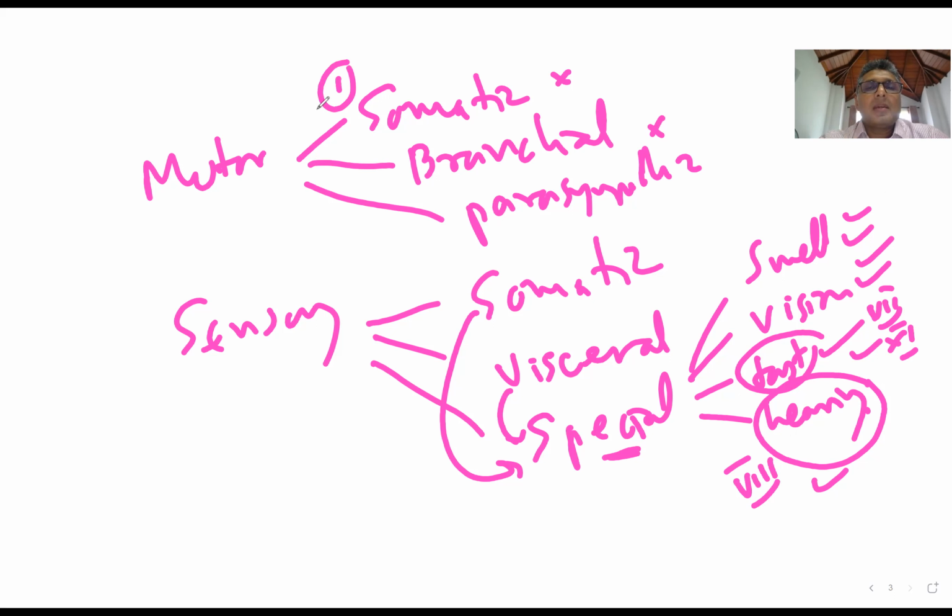Then the other point is, when it comes to the motor component and sensory component, some cranial nerves will have a somatic component and a parasympathetic component, and any of the sensory components. Some will have a branchial component and some parasympathetic component and a somatic visceral sensory component. So you can have different combinations. I would not say that they will have all the combinations, but you take one nerve at a time and learn it. Don't get confused when you have more than one component. You can have more than one component.